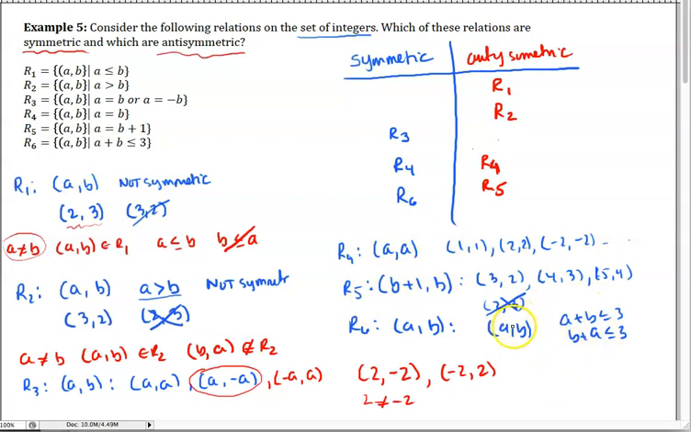But for anti-symmetry, the rule is broken, because something like (1, 2) works, it's less than or equal to 3, but (2, 1) is also going to work. So R6 is not anti-symmetric.